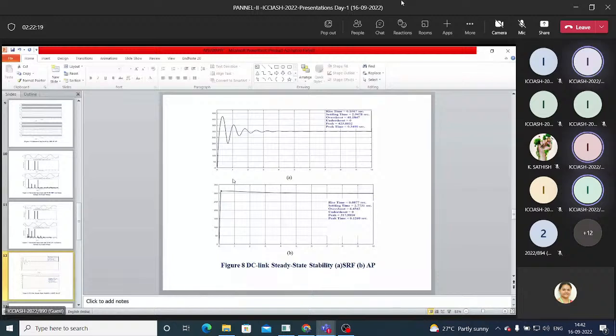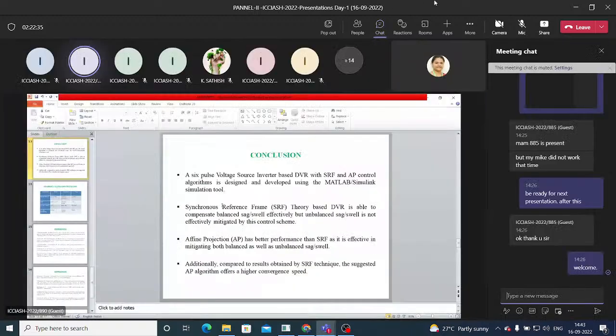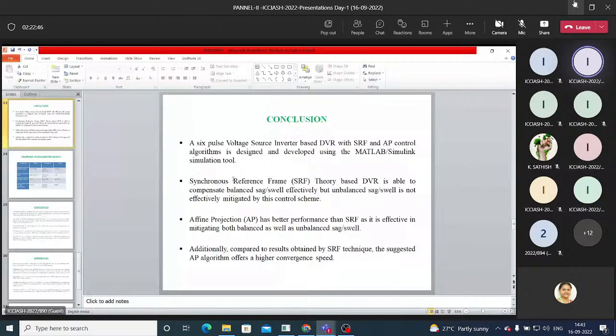Conclusion. Here we have used a 6-pulse voltage source inverter based DVR with SRF and AP control algorithms, designed and developed using MATLAB simulation tool. Synchronous reference frame theory based DVR is able to compensate balanced sags effectively, but unbalanced sags are not effectively mitigated by this control scheme. Affine projection has better performance than SRF as it is effective in mitigating both balanced as well as unbalanced sags. Additionally, compared to results obtained by SRF technique, the suggested AP algorithm offers a high convergence speed.